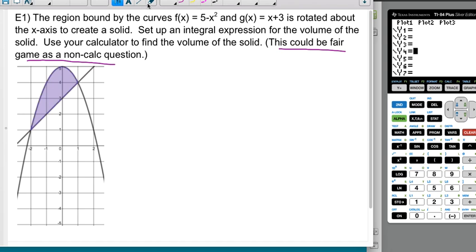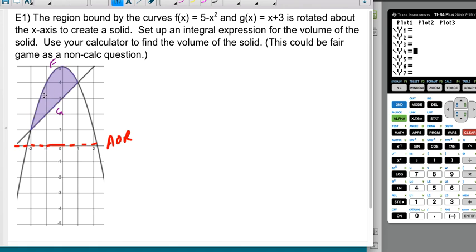So we have the region bound by two curves. One of them is a parabola, which we can clearly see. So f is 5 minus x squared. That's definitely this top one. And g is x plus 3. That's definitely the line that's on the bottom. This shape is rotated about the x-axis. So here's my axis of revolution to create a solid.